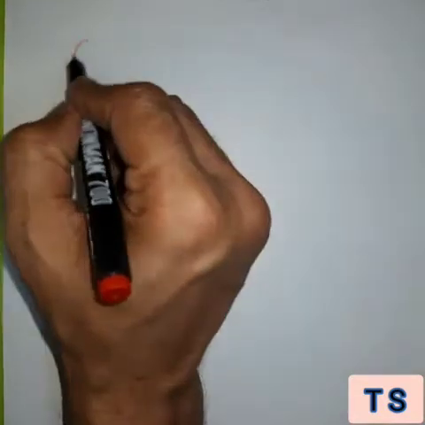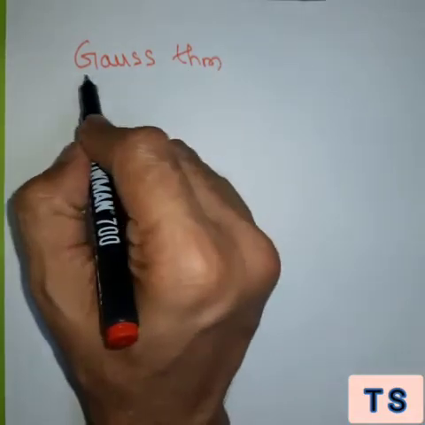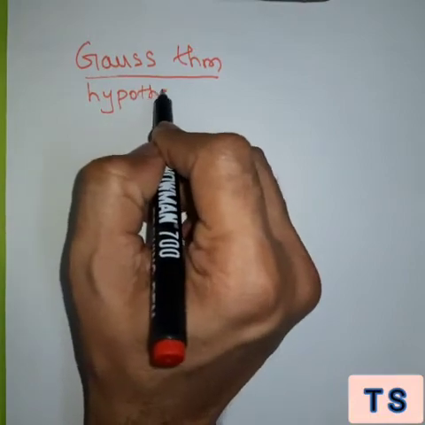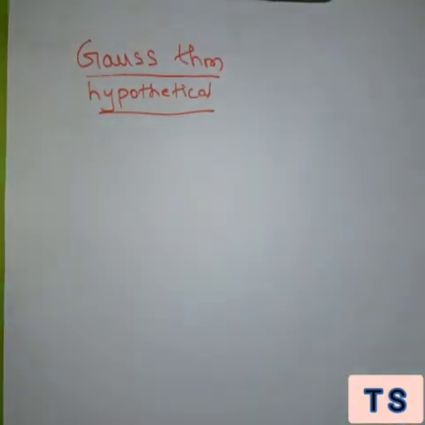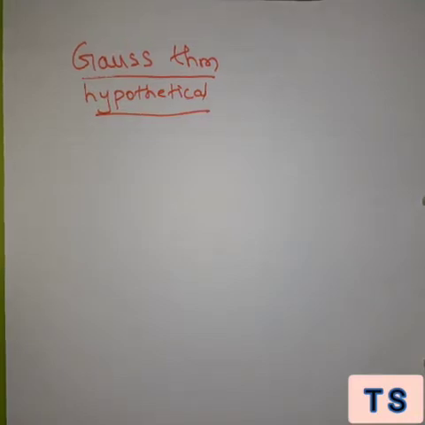So the next important topic is Gauss theorem. What is this Gauss theorem? Gauss was the scientist, and he found out something which is actually a hypothetical statement. There was no proper evidence, so we call it a hypothetical statement. And what does this statement say? It has a relation with respect to the electric flux.